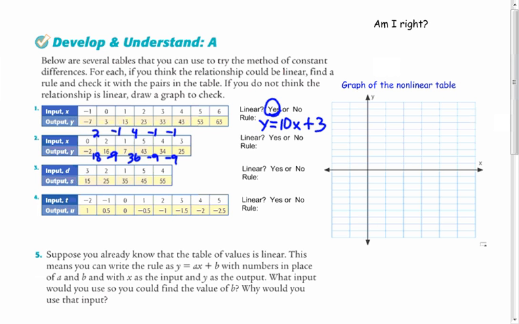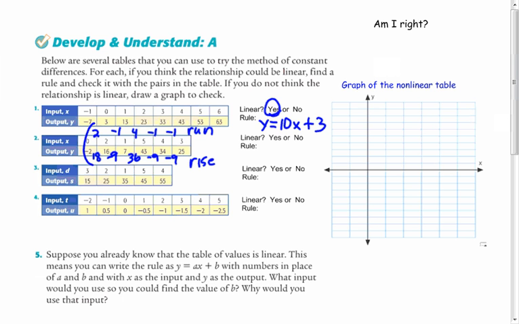As it looks right there, you might suspect that this is not a linear relationship, but we're going to look a little closer. Remember, these are our runs, these are our rises, and if we have the same ratio of rise to run, which is the slope, for every problem, then it still could be a linear relationship.